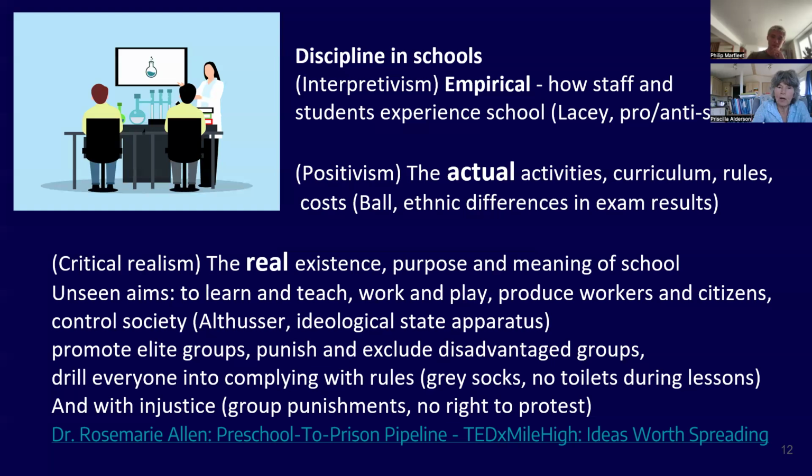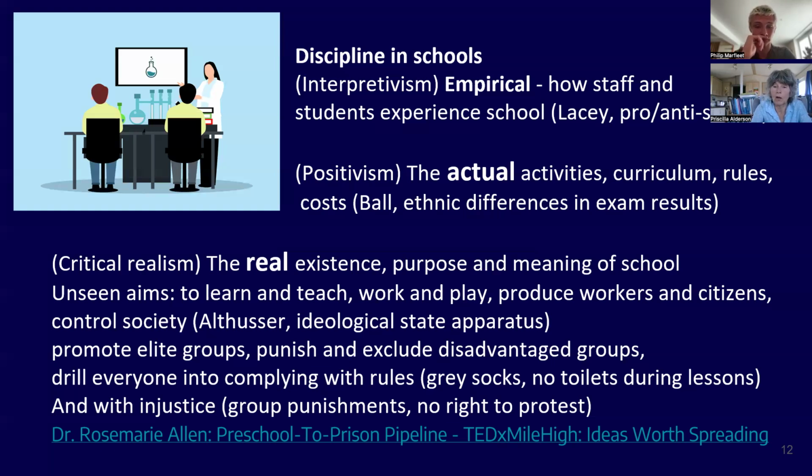But critical realists would look at the real existence, purpose, and meaning of school, the unseen aims to learn and teach, to work and play, but also to produce workers and citizens, to control society, as Althusser pointed out, to promote elite groups by giving them a privileged education with plenty of sports and arts and great resources, to punish and exclude disadvantaged groups starting in preschools, to drill everyone into complying with rules. You must wear grey socks, even if your home has no washing machine, as is true for 1 million children, and they've run out of socks.